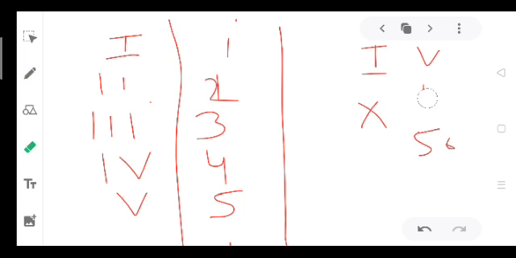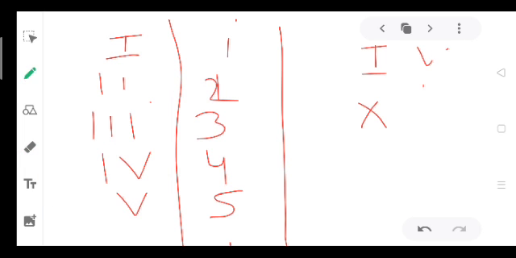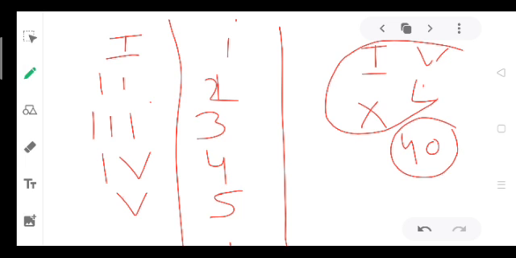So only these 3 symbols are needed in class 4 for writing up to 39, because our class 4 syllabus is up to 39, or I can teach you up to 40. Up to 40 we will learn how to write in Roman numerals. Then L is also required. So how many Roman numerals are required in this class? I, V, X and L.